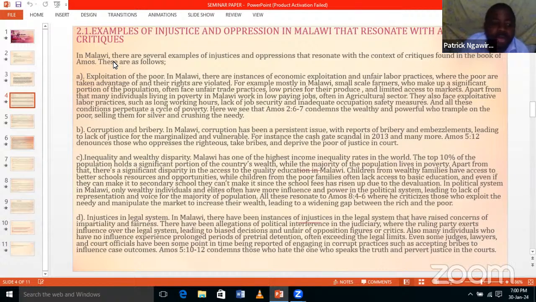Also, many individuals who have no influence experience prolonged pretrial detention, often exceeding the legal limits. Even some judges, lawyers, and court officials have at some point been reported to engage in corrupt practices, such as accepting bribes to influence case outcomes. Here we see Amos 5, verses 10 to 12 condemns those who hate the ones who speak the truth and pervert justice in courts.